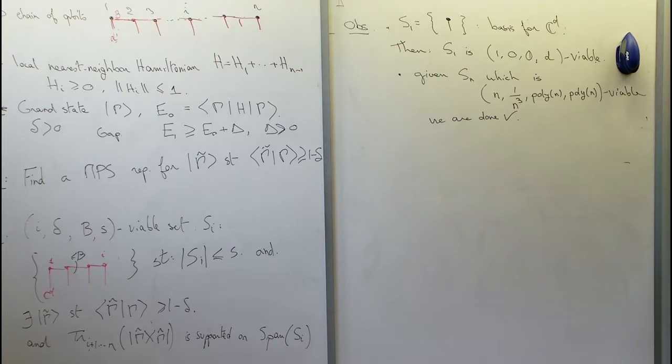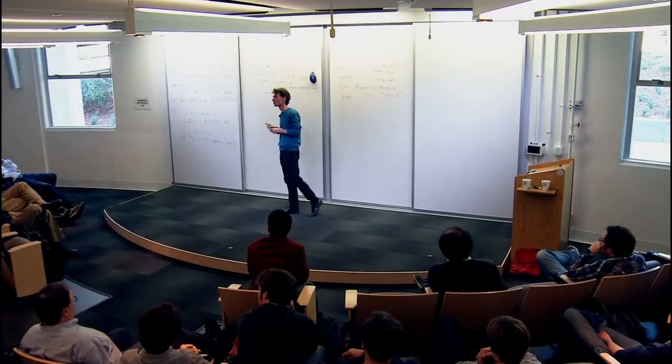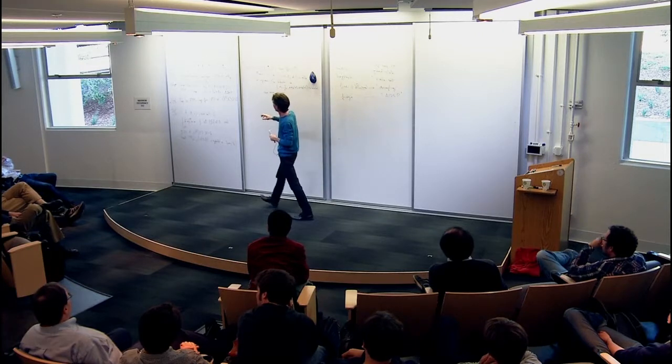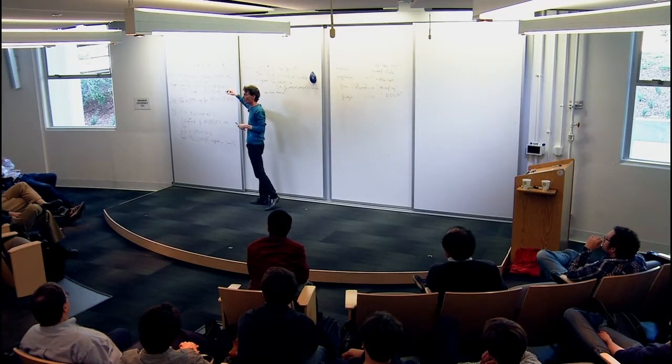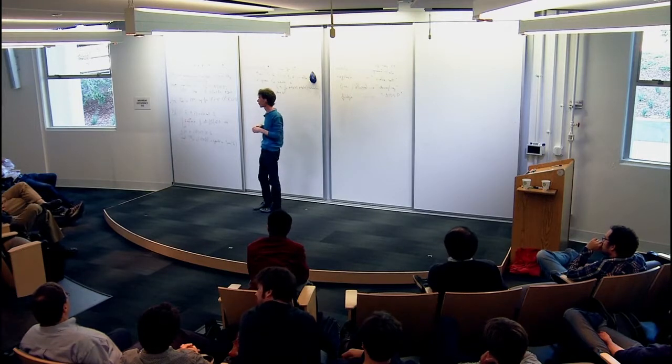So there was a question. Does the algorithm require you to know what delta is ahead of time? Do you need to know what delta is ahead of time in order to actually do this? By delta, you mean the gap? Yeah. Okay. But you can keep running it, right?